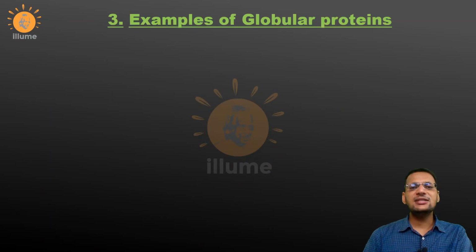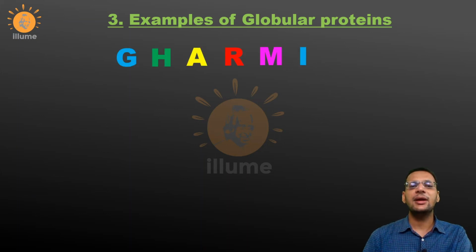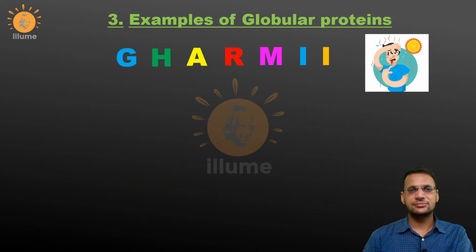Moving ahead with the next mnemonic, this is a mnemonic to remember the examples of globular proteins, and when you want to remember the examples of globular proteins, just remember Garmi. Just remember what? Garmi. Garmi means what? Heat. High temperature is called as Garmi. So to remember the examples of globular proteins, we have remembered a word called as Garmi.